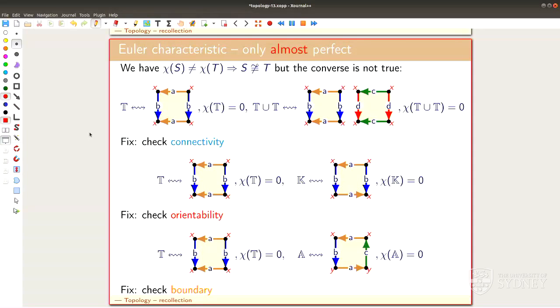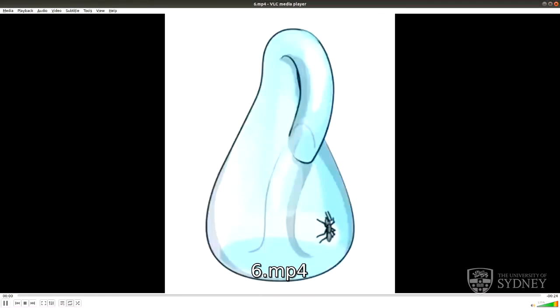The torus has Euler characteristic 0, the Klein bottle has Euler characteristic 0. They're not the same surfaces. And to fix this, you need to check for orientability. So in the word for T, you don't have any edges pointing in the same direction. In the word for K, you do. So K is non-orientable. Let me try to convince you that it is actually the case.